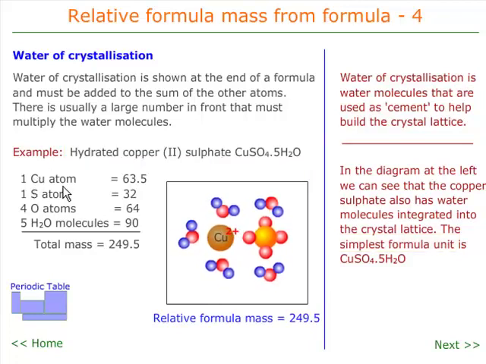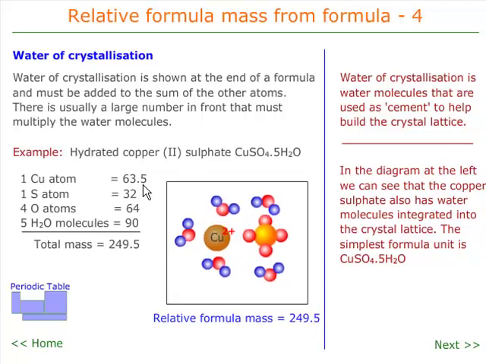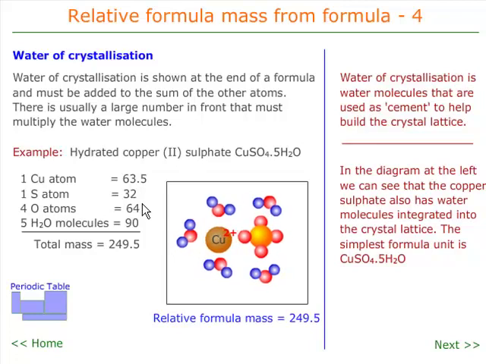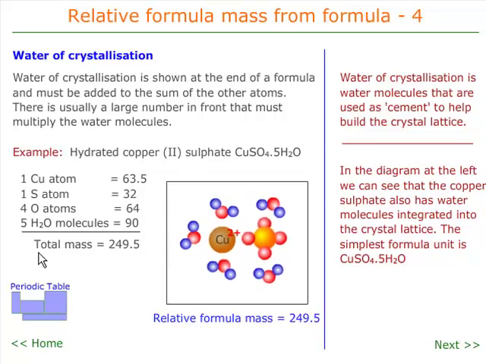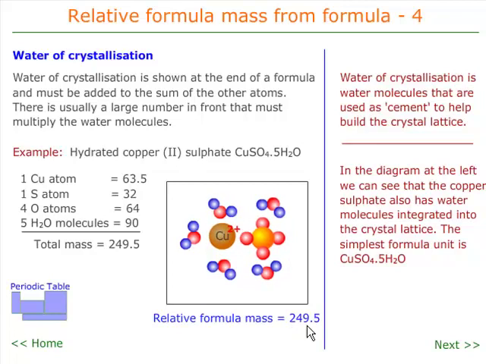It has 1 copper atom, 1 sulfur atom, 4 oxygen atoms, and 5 water molecules. Remember, when I say copper atom, I really mean copper ion, but a copper ion has got the same mass as a copper atom. When we add these up, we get a total mass of 249.5. So the relative formula mass of hydrated copper sulfate is 249.5.